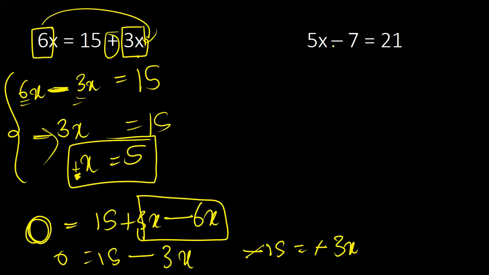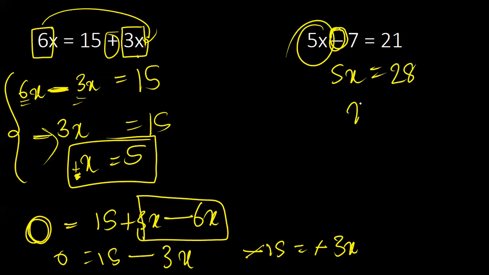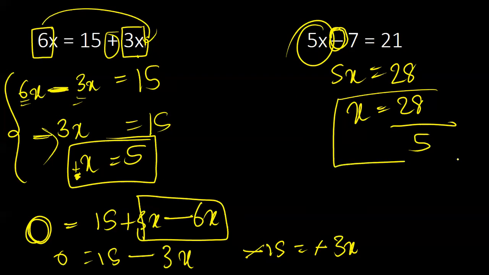Now this one here, again, the primary operation happening is subtraction. So I'll take 7 to the other side because I want to isolate 5x. So 5x equal to 28 and x equal to 28 divided by 5. It is not compulsory that you get a whole number every time. You can get a fraction like this. Don't worry, your answer is right. Just recheck the answer once and it will be right.